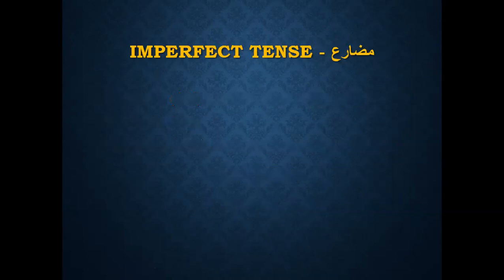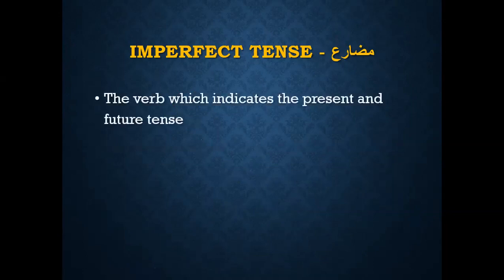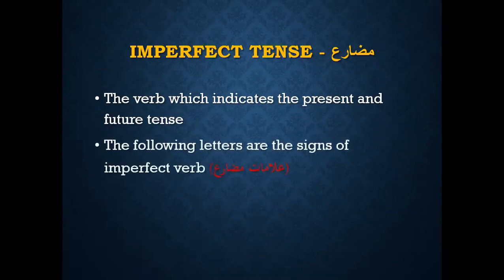So the house has to be there to be built. You can't build something unless that thing is being mentioned there as well. Okay, likewise for mudari, what is mudari? Mudari denotes the future and present tense, and there are four signs of mudari. You've done madi, this is now mudari.